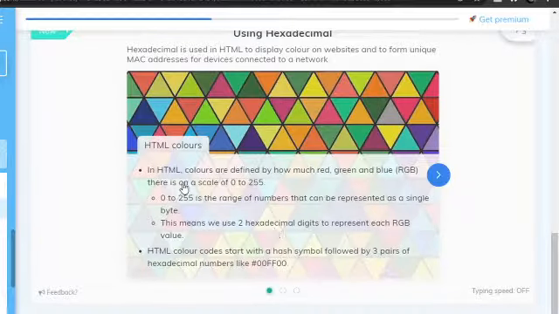So in HTML, colors are defined from how much they are red, green and blue on a scale of 0 to 255. 0 to 255 are the range of numbers that can be represented in a single byte. One byte is 8 bits, obviously. So this means you can use two hexadecimal digits to represent each byte. Simple. So HTML color codes start with a hash symbol followed by 3 hexadecimal numbers, such as that, obviously.